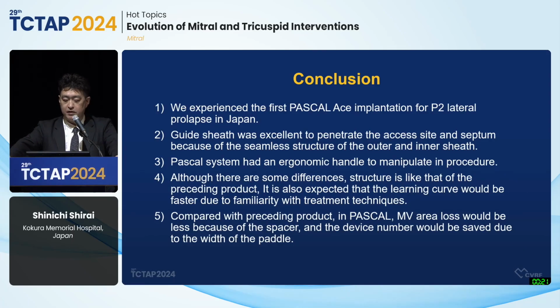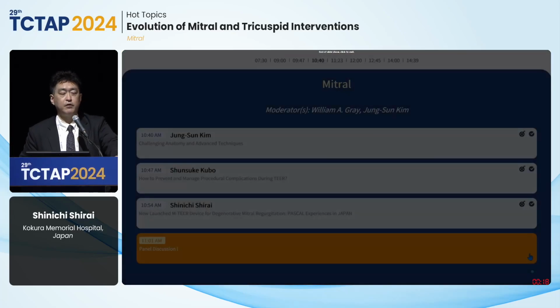We experienced the first PASCAL ACE implantation for P2 lateral prolapse in Japan. The guide catheter was excellent to penetrate the access site and the septum because of the seamless structure of the outer and the inner catheter. The PASCAL system had an ergonomic handle to manipulate in the procedure. Although there are some differences, the structure is like that of the preceding product. It is also expected that the learning curve would be fast due to familiarity with the treatment techniques. Compared with the preceding product, in PASCAL, MV area loss will be less because of the spacer, and the device number will be saved due to the width of the paddle. Thank you for your attention.